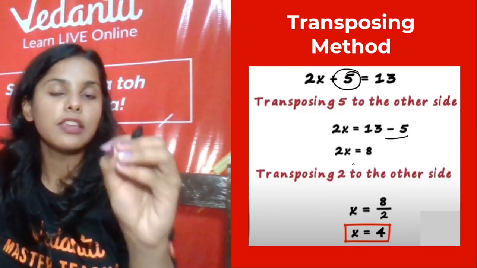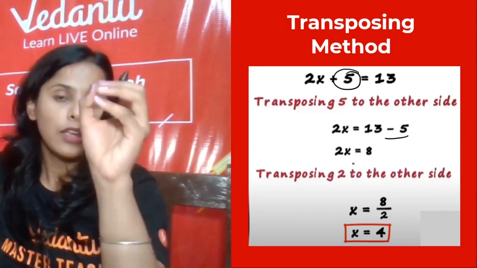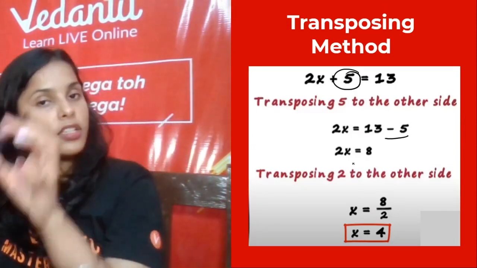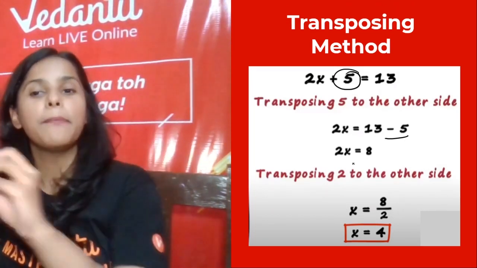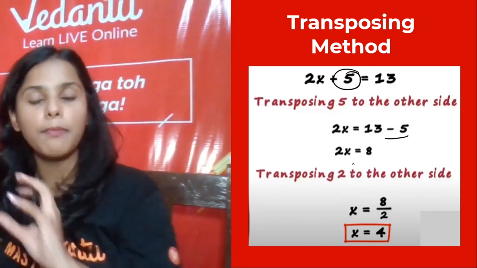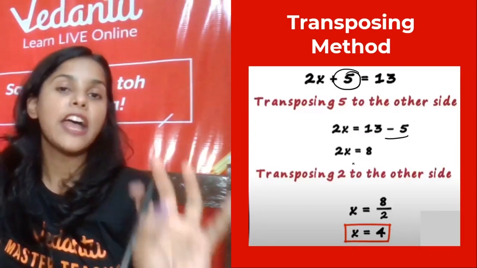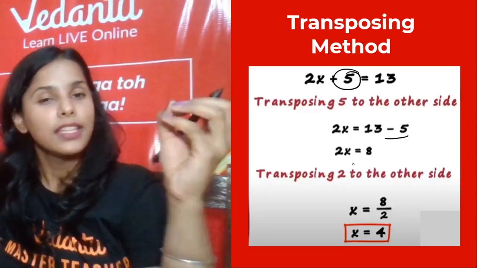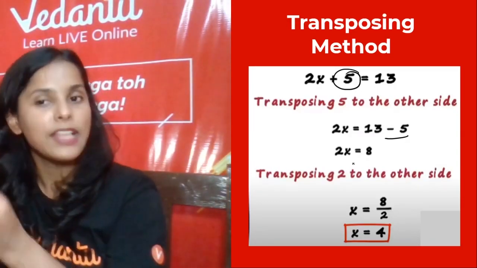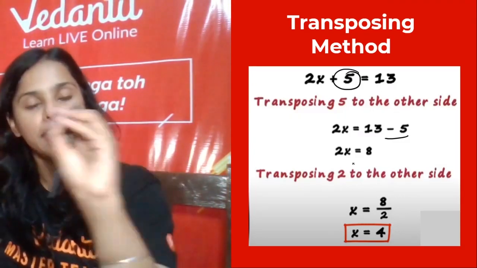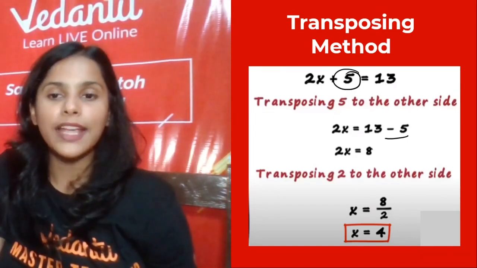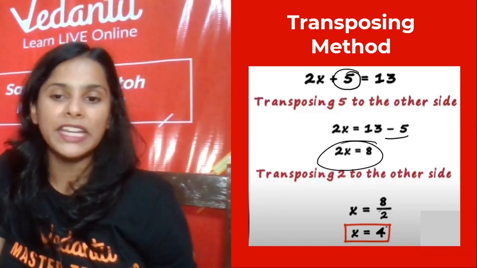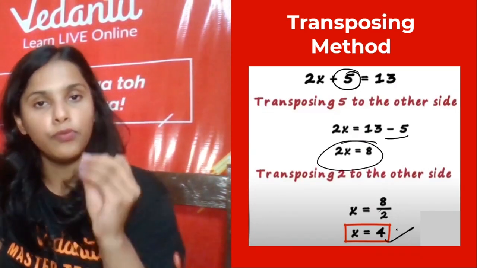You are transposing this 5 to the RHS, so it became minus 5. In transposing, you have to take care of the sign. While transposing, you just change the sign. If it is plus, it will become minus. So it was plus, so it became minus 5. If it was minus 5, then it would become plus 5. ठीक है. Multiply, divide, divide, multiply. Opposite sign हो जाता है. Simple. So 2x is equal to 8 and x is equal to 8 divided by 2, which equals 4.